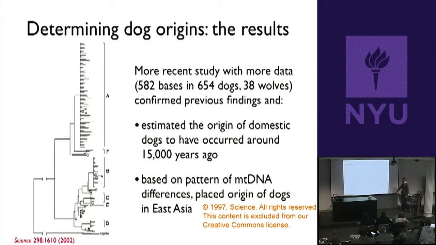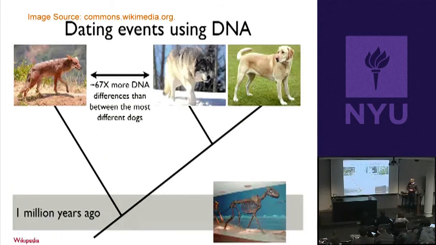I just want to say one word about where this number 15,000 years ago comes from. Obviously, DNA doesn't have a digital clock in it. It doesn't say, I'm 15,000 years old. So how do you actually get a number like that? The way you do it is you calibrate the number of DNA differences you see with something from the fossil record. What was known is that about 1 million years ago lived the common ancestor of coyotes, wolves, and dogs.